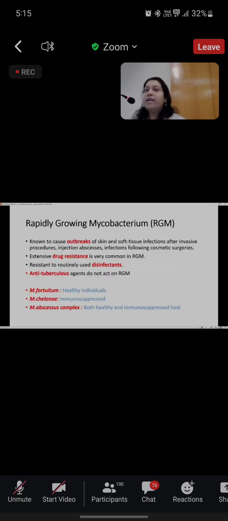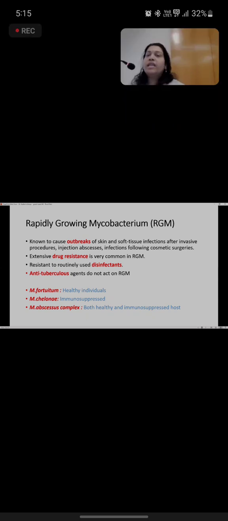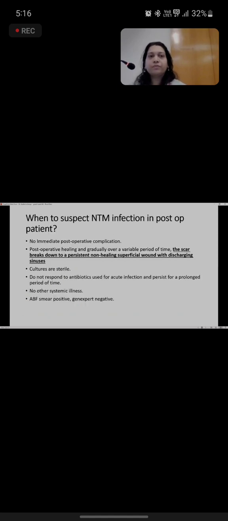So why are we concerned about rapidly growing mycobacteria? They are known to cause outbreaks, specifically skin and soft tissue infections after invasive procedures, injection abscesses, and infections following cosmetic surgeries. They are known to be drug resistant. They are resistant to routinely used low-level disinfectants, and anti-TB drugs don't act on rapidly growing mycobacteria. So these are the common ones. Mycobacterium fortuitum and abscessus can infect healthy individuals, but Mycobacterium chelonae usually infects immunocompromised patients.